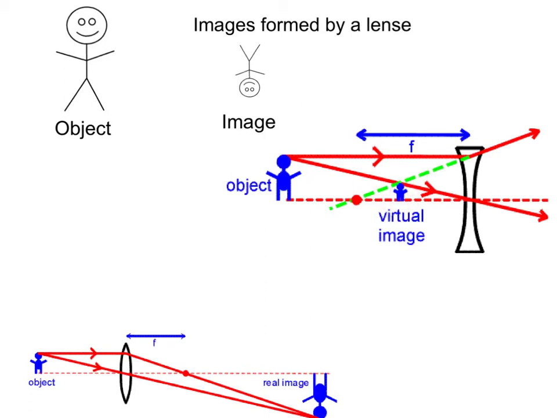So you get a virtual image, which basically means it's not formed by real rays of light, as in this case down the bottom here, this one.